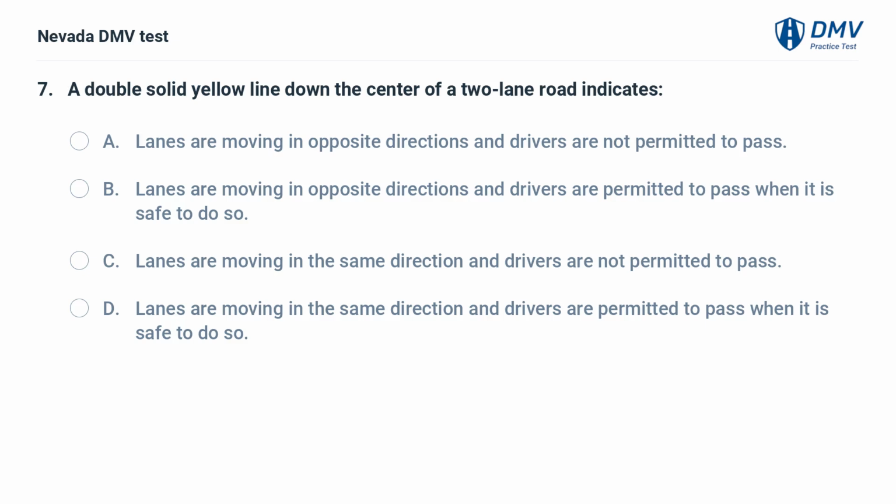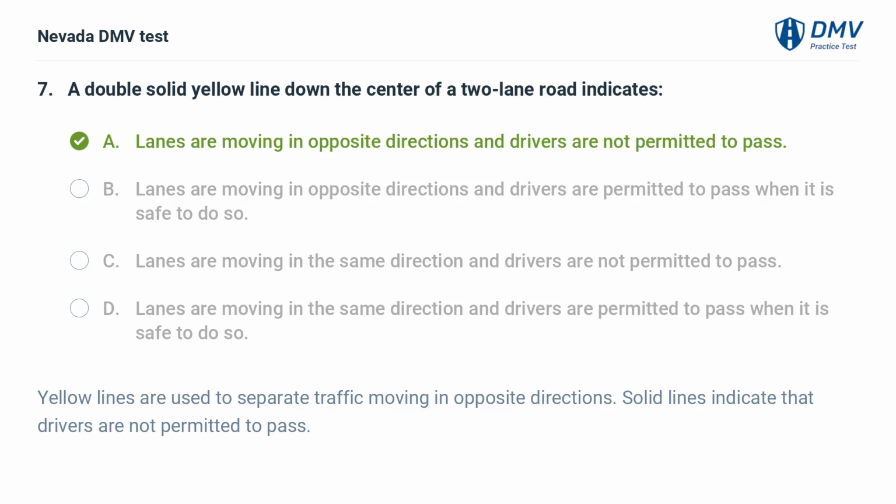A double solid yellow line down the center of a two-lane road indicates: A. Lanes are moving in opposite directions and drivers are not permitted to pass. B. Lanes are moving in opposite directions and drivers are permitted to pass when it is safe to do so. C. Lanes are moving in the same direction and drivers are not permitted to pass. D. Lanes are moving in the same direction and drivers are permitted to pass when it is safe to do so.